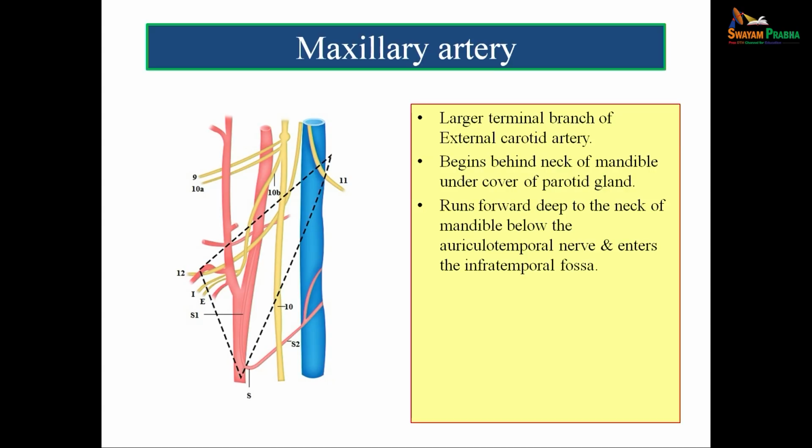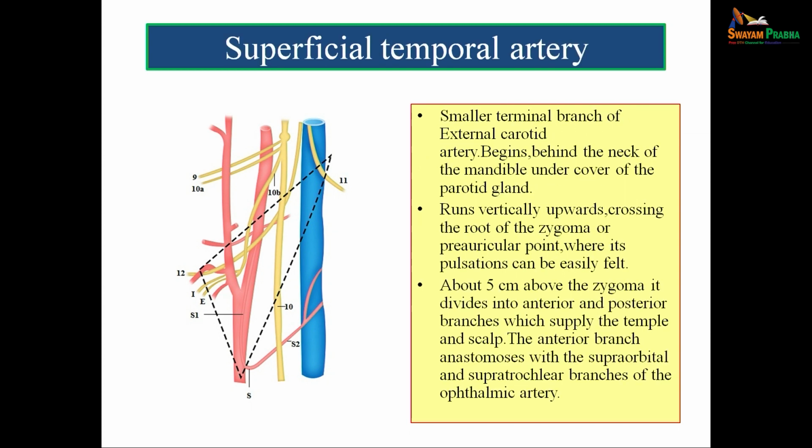Now, we come to the terminal branches of the external carotid artery, and one of the terminal branches is the maxillary artery, which is the larger terminal branch of the external carotid artery. It begins behind the neck of the mandible under cover of the parotid gland. Subsequently, it runs forward deep to the neck of the mandible below the auriculotemporal nerve, and then it enters the infratemporal fossa. So, this is about the maxillary artery.